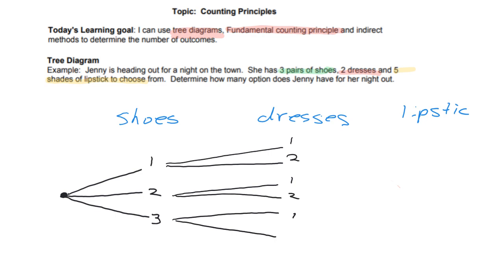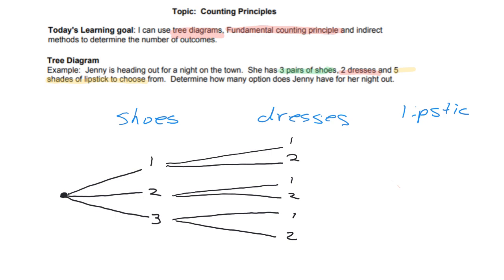And all we're doing here is mapping out what possibilities we have for the different choices. Maybe her first shoe was blue, her second shoe was black, and her third shoe was green. And then her dresses, she had 2 dresses. She may have had a black dress, and then maybe a blue dress. And based on this, we had different paths we could have chosen.